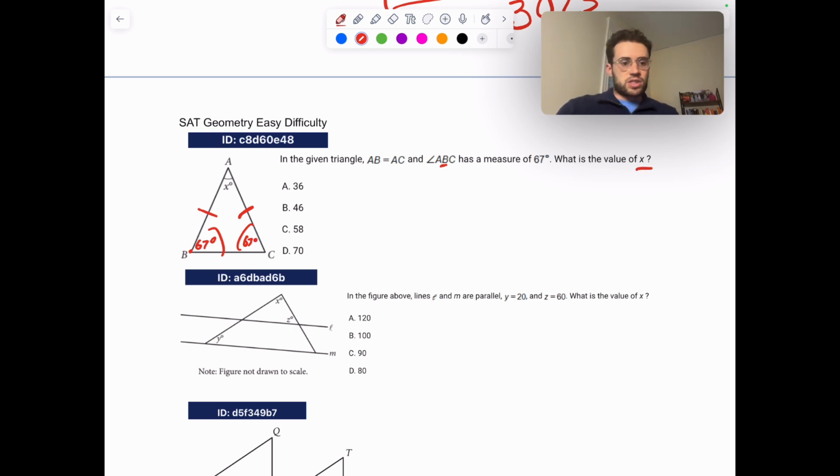What is the value of X? So we're finding this angle up top. Well, we know that the angles of any triangle will add up to 180 degrees. So we could do 67 plus 67 plus X is equal to 180. 67 plus 67 makes 134 degrees.